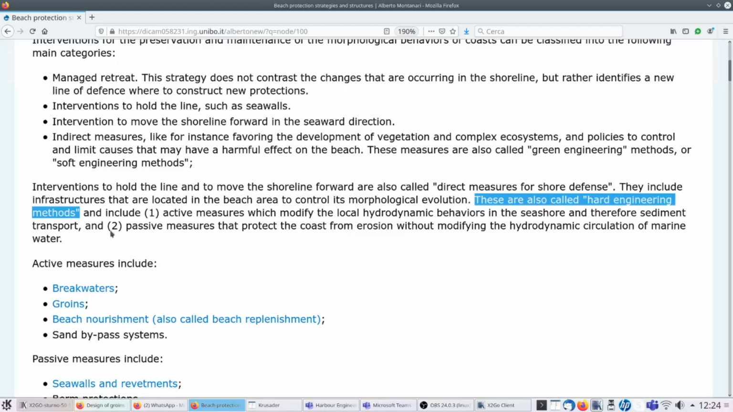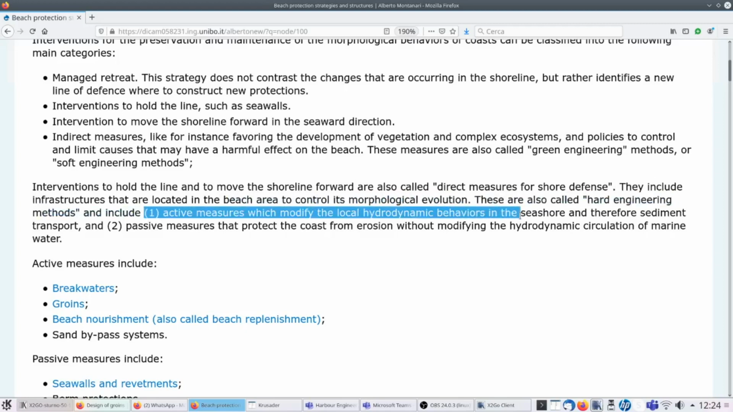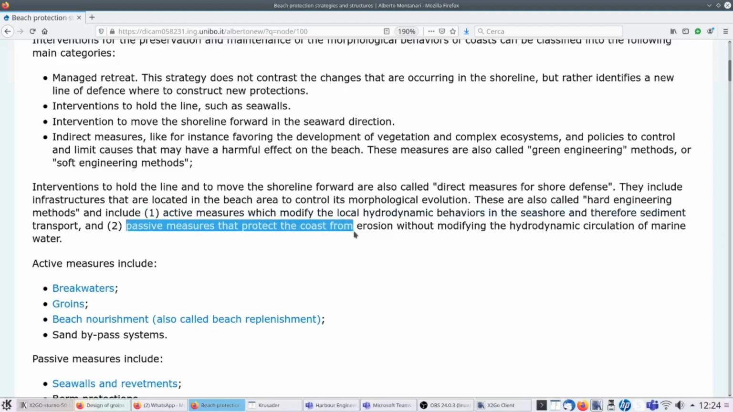And they include active measures which modify the local hydrodynamic behavior and therefore sediment transport, and passive measures that protect the coast from erosion without modifying the hydrodynamic circulation. Okay, let's talk about active measures.